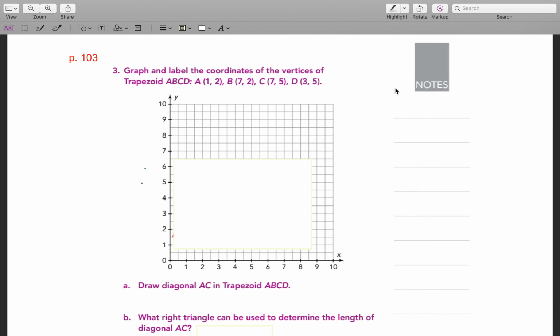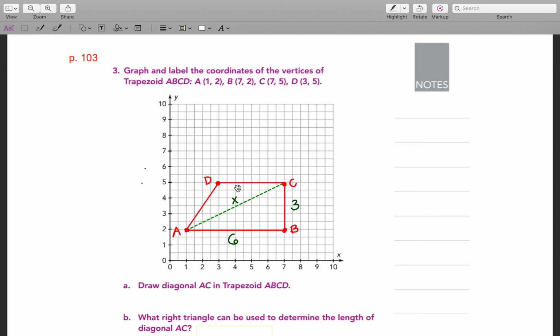All right, so page 103. It says graph and label the coordinates of the vertices of trapezoid ABCD. So we have A, B, C, D right here. Let's go ahead and plot these points. So (1, 2) for A, (7, 2) for B, (7, 5) for C, (3, 5) for D. If you plot these points, you would get a trapezoid like this, okay?